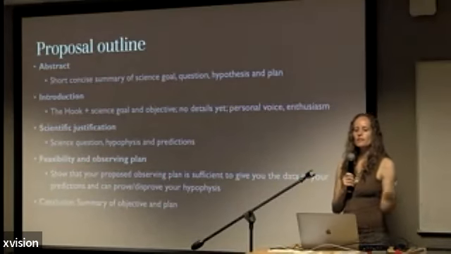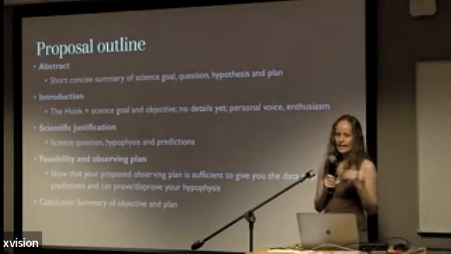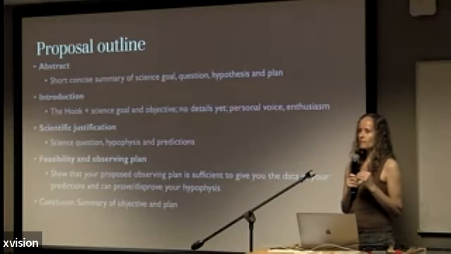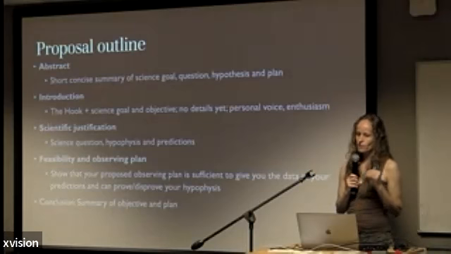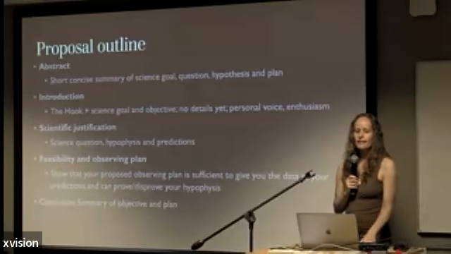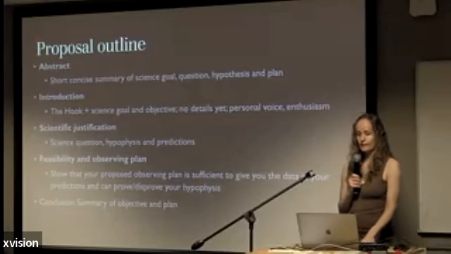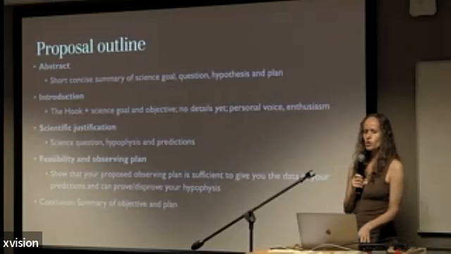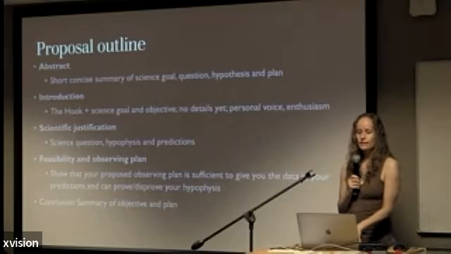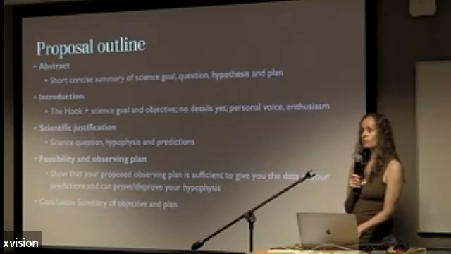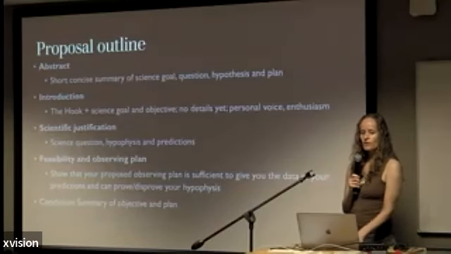Then you go into the scientific justification, and here you again have to be really scientific. You have to be really precise. You have to present your science question, your hypothesis, your predictions, and then you have the feasibility of what you want to do and the observing plan. So now you want to show that your proposed observing plan is sufficient to give you the data in your predictions and can disprove your hypothesis. And then you have a conclusion, which is just a summary of the objective and the plan.